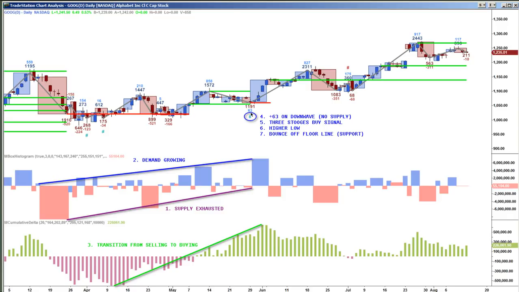And in this case, we can see it. We see the plus 63 on the down wave, no supply. It's also a buy imbalance. We've got the Three Stooges buy. We've got the higher low. Bounce off floor line here. It's great.